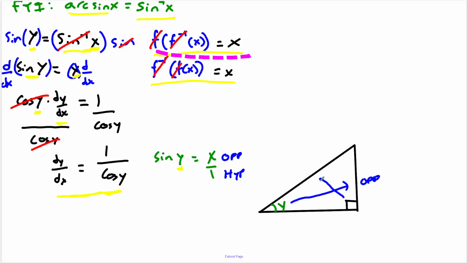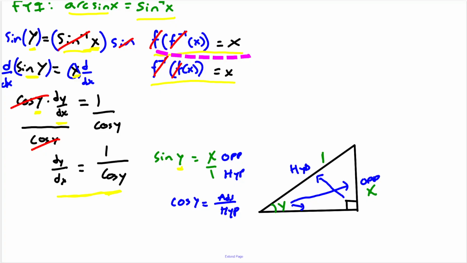Hypotenuse, opposite the 90-degree angle. This should be x. Or no, sorry. This should be x. This should be 1. Now we know that cosine of y is adjacent over hypotenuse. How do we find the adjacent of y?